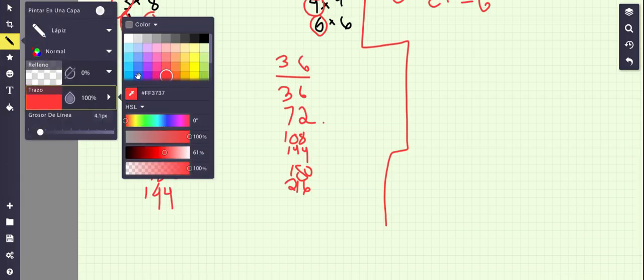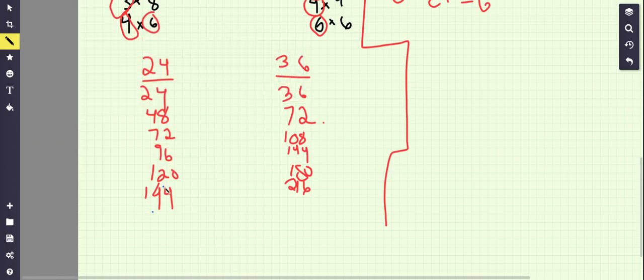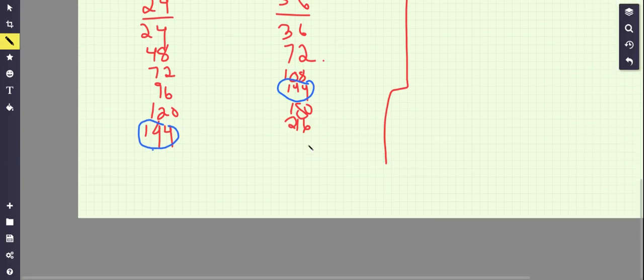So we always have to use a calculator to find the multiples. Multiply 24 by 1, 2, 3, 4, 5, and keep going until you see a common multiple. We have to keep multiplying and listing them down. The first one we see is 144 here. So we know the LCM is 144.